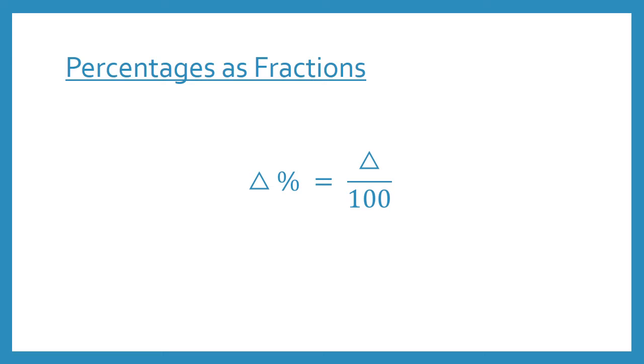So we're going to begin by looking at how we would write percentages as fractions. If we had a percentage, triangle percent is the same as writing that number over 100. So if we had 33%, that would be the same as writing 33 over 100.